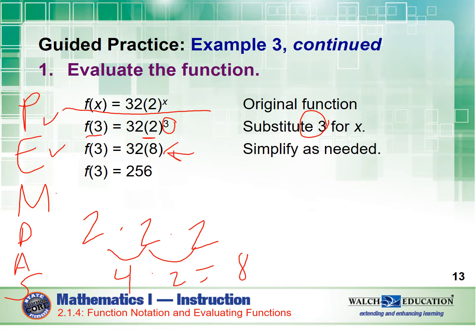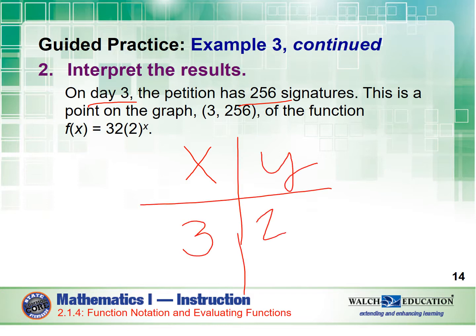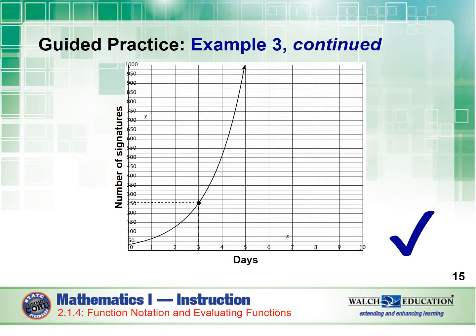So now we do our multiplication. 32 times 8 is 256. So f of 3 is 256. What that means is on day 3, the petition had 256 signatures. So this is a point on the graph. Remember, domain is x, range is y. Domain is 3, range is 256. If you saw it like that in a table, you would know to graph it. So let's look and see what that looks like. If we actually had graphed all the other days, you would see that at 3 days, there are 256 signatures. So that is a point on the graph.